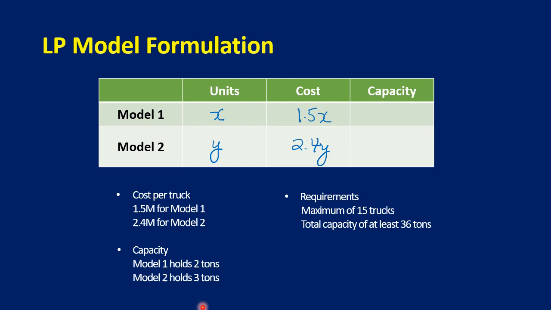What is the capacity of model 1? It can hold 2 tons. One unit can hold 2 tons, so if I have x units, the total capacity is 2x. And then here it's 3y.